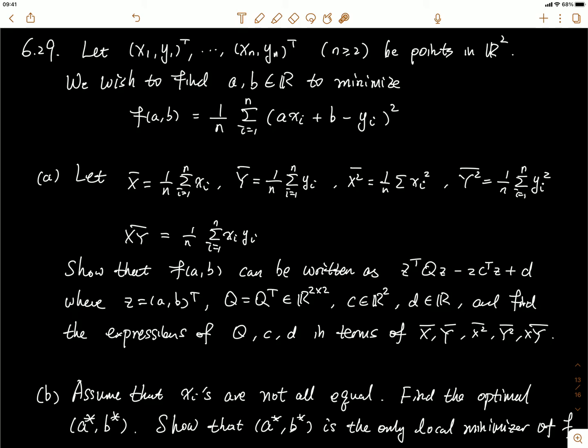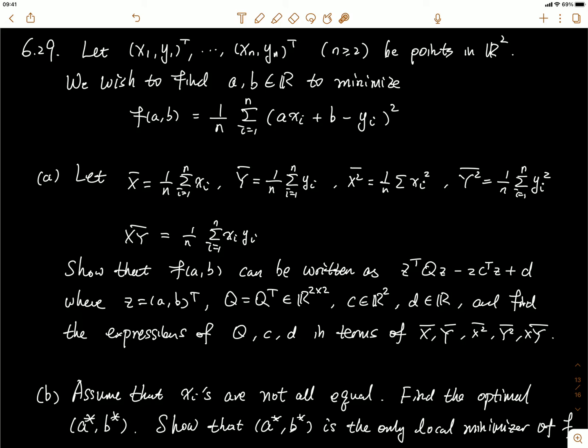Okay, this question is very important in terms of application of optimization, and how you can see the power of optimization in doing statistics. So suppose we're given a lot of points, x1, y1, up to xn, yn, and n could be really large, could be 1,000 or so.